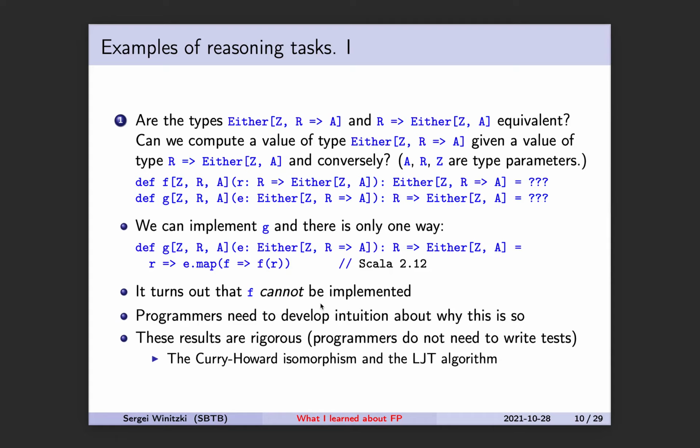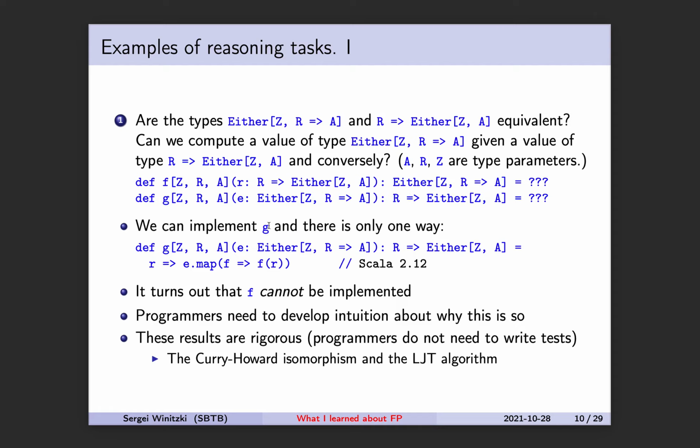Here are the examples of these questions. Imagine you have a Scala type of this sort, so Either of Z and the function R to A, and another type is R, function from R to Either of Z, A. So are these types equivalent? Or can we have a function, say f, that takes a value of the second type and gives me the value of the first type, and vice versa, takes some value of the first type and gives me some value of the second type. So can I implement these functions?